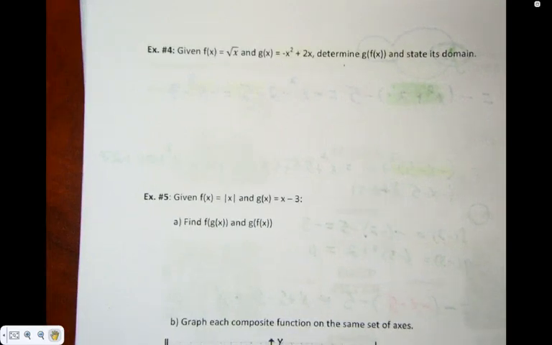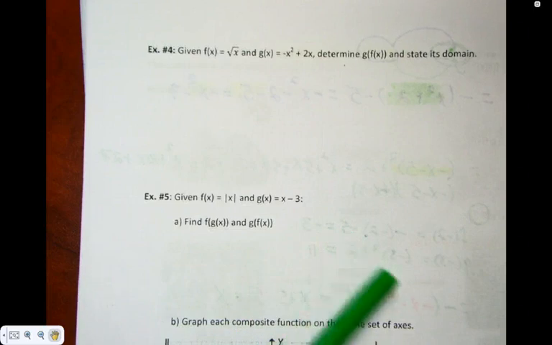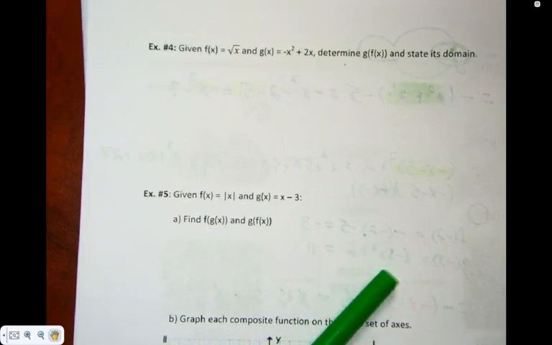With a friend, but you won't. You'll do it by yourself, and that's fine. Try this one on your own first. Do g of f of x. We'll leave the domain. We'll do that together. But try to get a function for g of f of x.